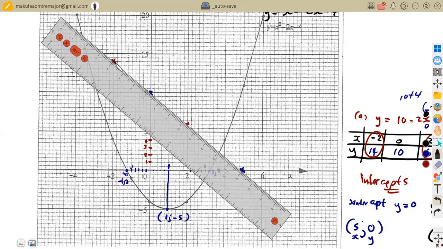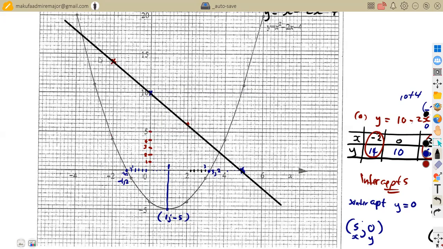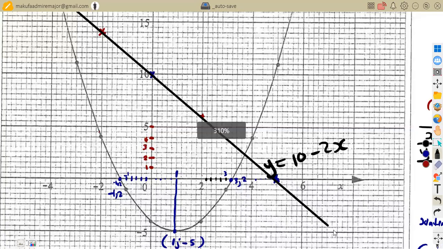So this line that we are going to have is the line of y is equal to 10 minus 2x. It is passing through all of the points. So that is the graph of y is equal to 10 minus 2x. That's how you simply draw a line from the given points.